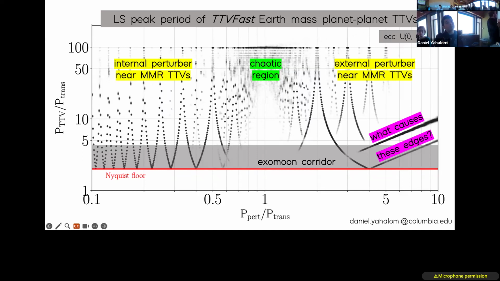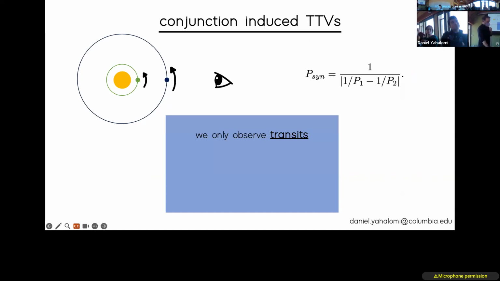But when we plotted out these results, we found these 2 edges here, and we didn't know what was causing those. We were kind of confused about why you have what looks like an additional edge, an additional Nyquist floor. So we took a step back and tried to understand what's happening there, and we can explain it using another aliasing effect.